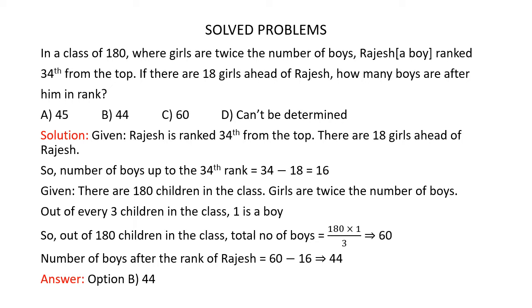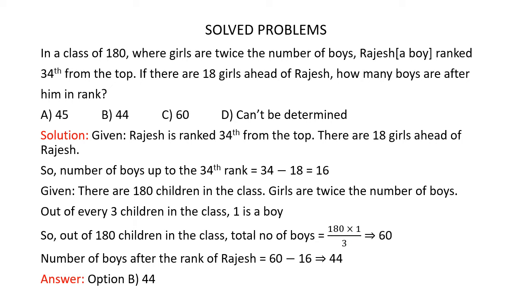Now we are asked to find how many boys are there after Rajesh in rank. Now it's given that there are 180 children in the class and girls are twice the number of boys. Girls are twice the number of boys means for every one boy in the class, there will be two girls. This means that out of every 3 children in the class, one will be a boy. So out of 180 children in the class, the total number of boys will be 180 divided by 3, which is 60. So the total number of boys in the class is 60.